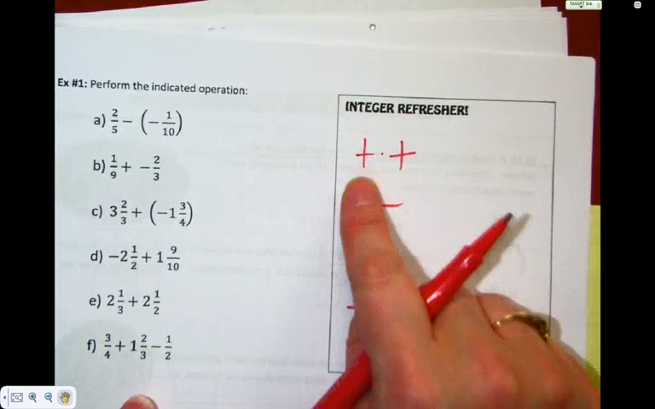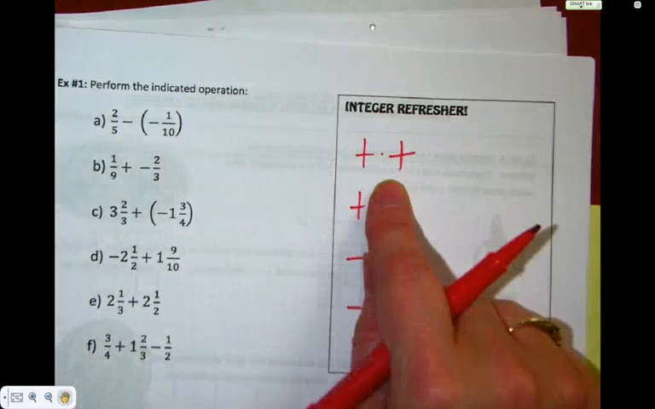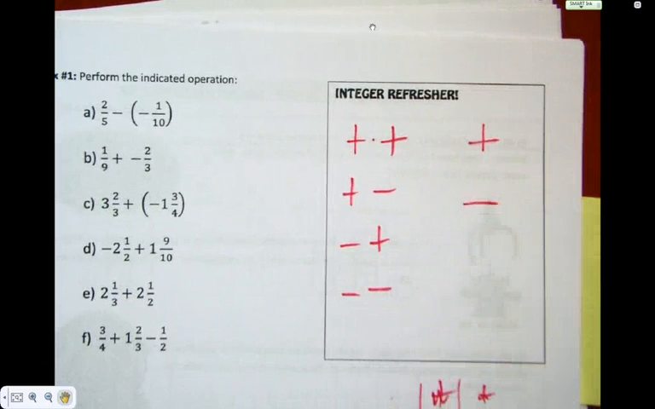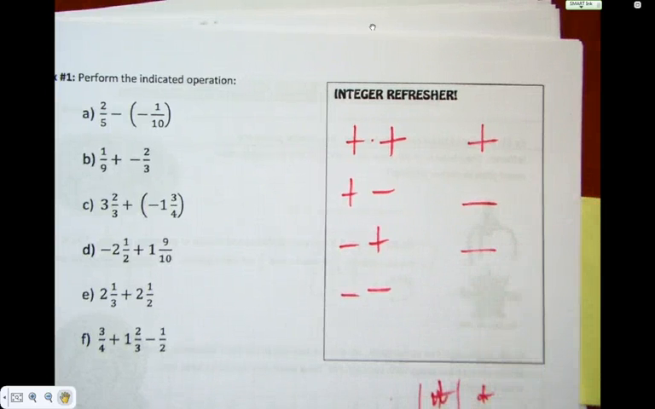What happens when you multiply a positive number by a positive number? It turns out to be positive. You can write whatever you want. It's your notes. Positive times a negative? Negative times a positive? And a positive times a positive, or a negative times a negative?